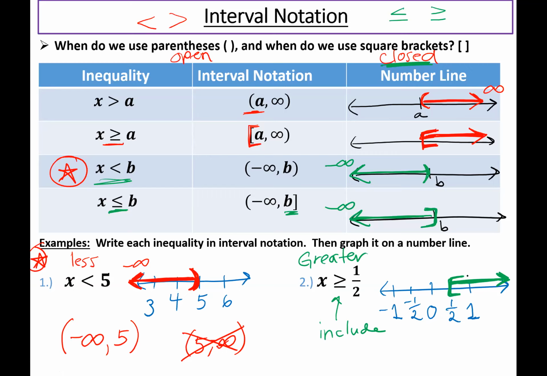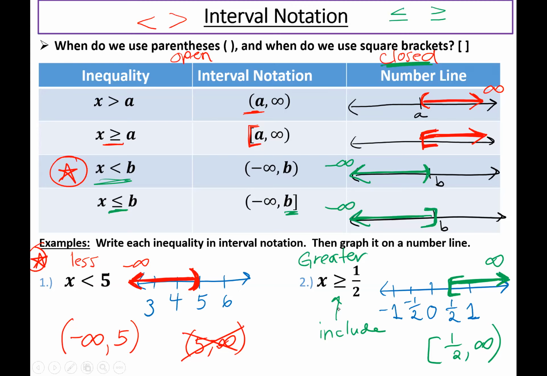So read it left to right: square bracket, 1/2, comma, and then, wait, what goes here? Oh yeah, we're going towards infinity. Now don't put a square bracket around the infinity. Remember, we always close our interval around infinity with parentheses because we never include infinity. The arrow goes on beyond that. So we leave it kind of open around the infinity.